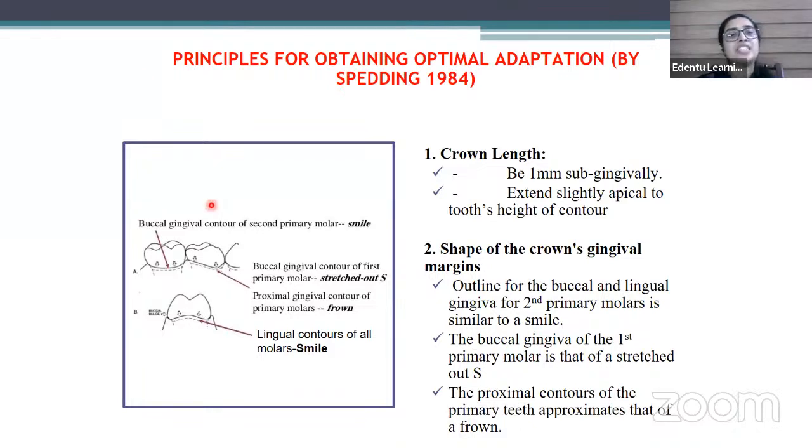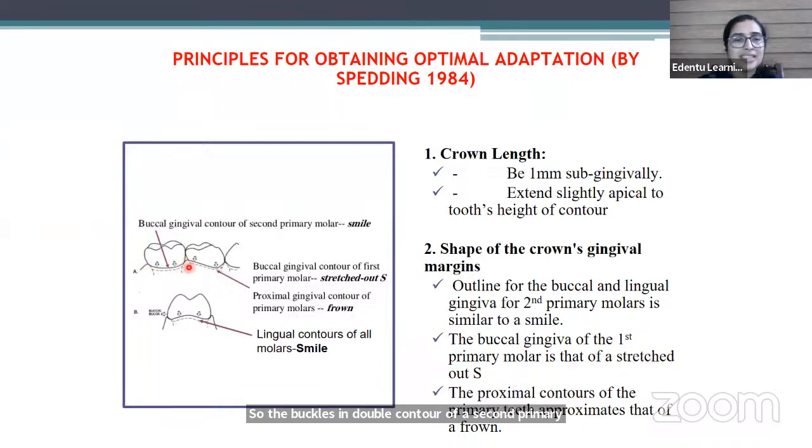Yeah, talking about the principles for obtaining optimal adaptation, let's continue with the shape of the crown's gingival margin. As simple as that, this image given here will give you an idea of the shape that you have to maintain in the case of the different molars as well as the surfaces. The buccal gingival contour of a second primary molar is that you have to give a smile shape, as you could see here.